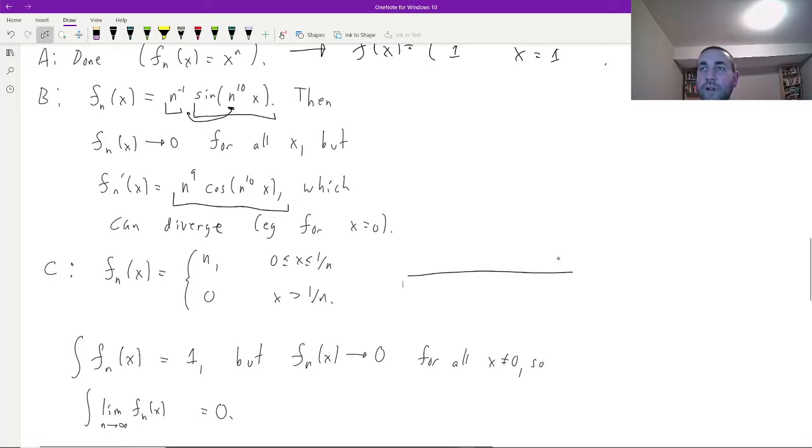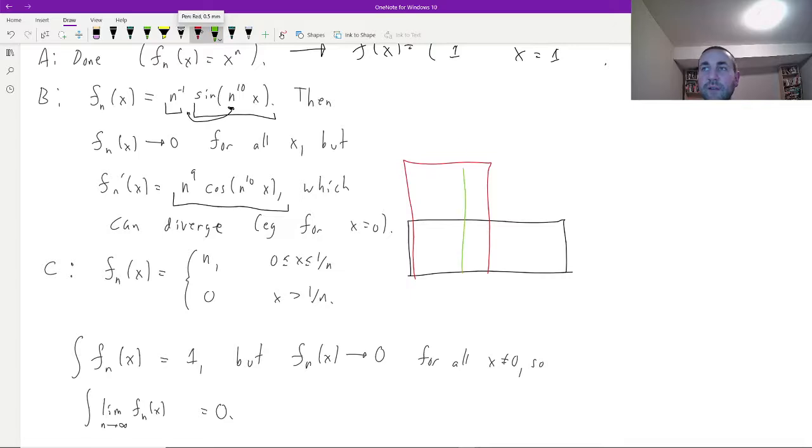Well, f sub 1 is just 1 everywhere. f sub 2 is going to be twice as tall, but half as wide. f sub 3 is going to be 3 times as tall, but only 1/3 as wide, and so on and so forth. So if you look at f sub n of x, we're taking these rectangles, all of which have the same size, and we're squishing them inwards.